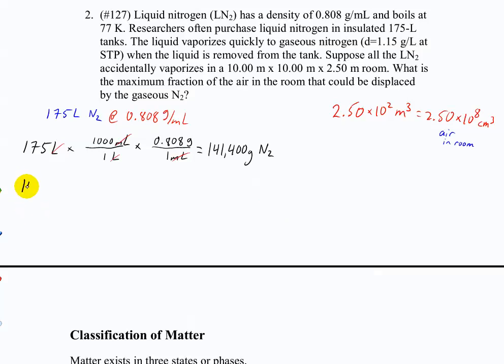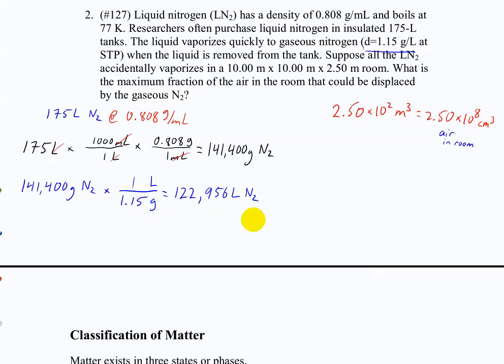So we have 141,400 grams of nitrogen, and we want to know how much volume that takes up. So we're going to use the density as a conversion factor, but this time we're going to use the gas density because we want to know how much space all the gas would take up. So we're going to multiply this by liters on top, grams on the bottom, and this density here tells us that it is 1.15 grams per 1 liter. Okay, grams cancel. And we end up with 122,956 liters.